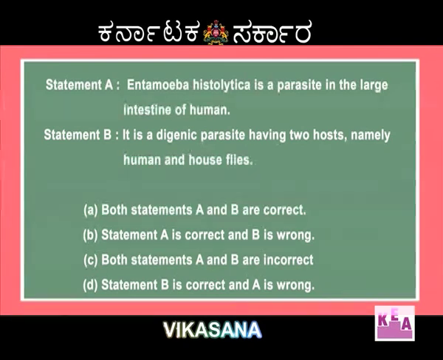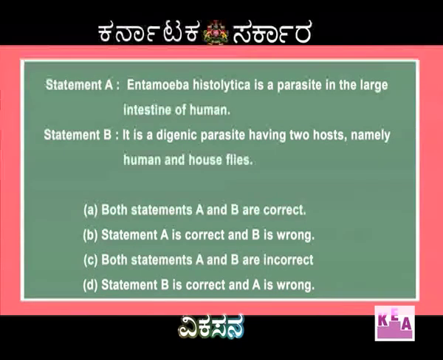Option A, both statements A and B are correct. Option B, statement A is correct and B is wrong. Option C, both statements A and B are incorrect. Option D, statement B is correct and A is wrong. Let us again look into the statements.